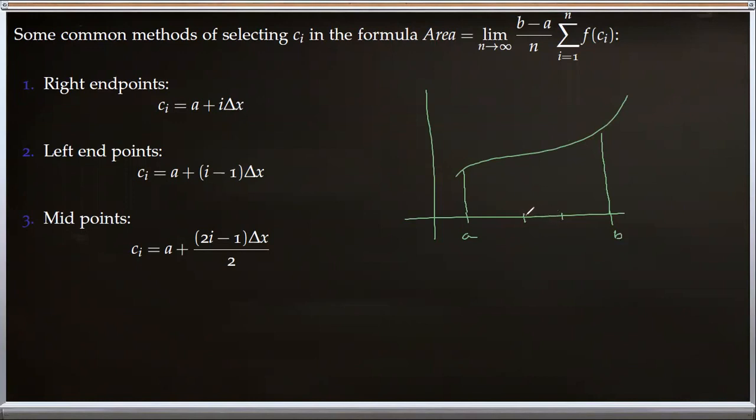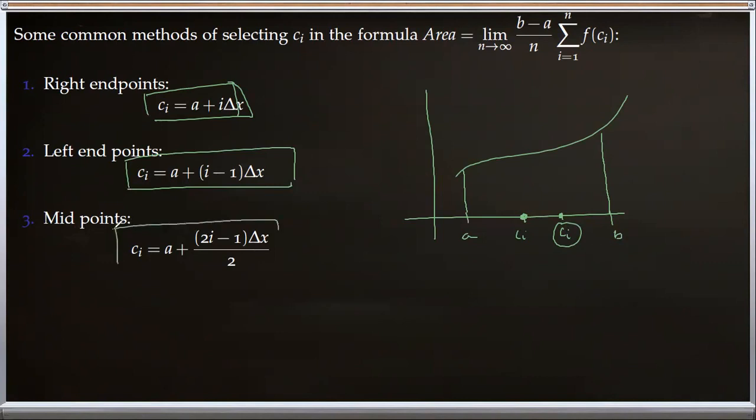And Ci, if you look at the right endpoints, the Ci will be here. This is one possibility, and the value of Ci will be given by this formula, a plus i delta x. If you look at the left endpoint, Ci will be over here. In that case, we have this formula for Ci. And if you're looking at the midpoints, Ci will be given by this formula. So if you look at the midpoint in its interval, consider that to be Ci.